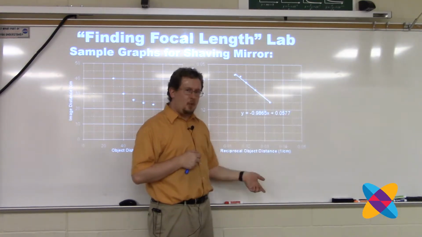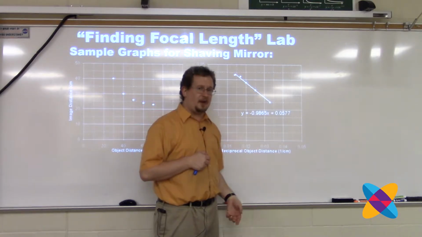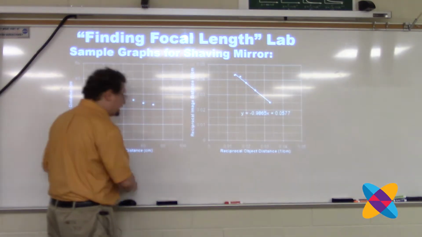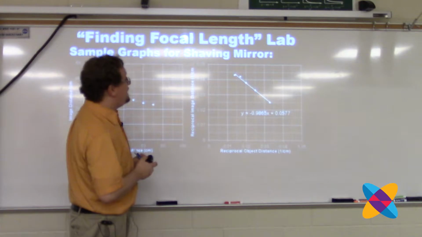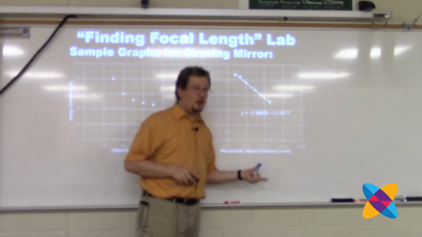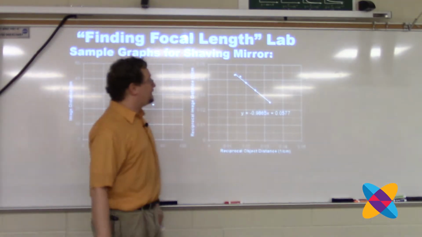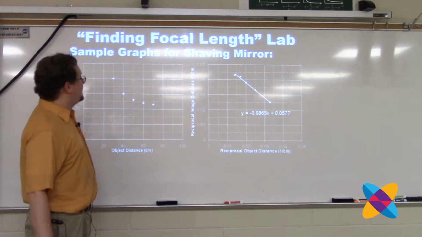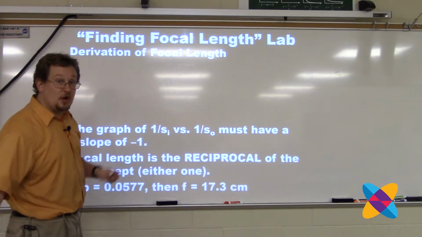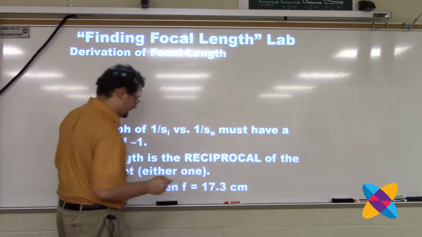It's the intercept that winds up mattering. It's the intercept that I care about. In this lab, it's the intercept that matters, not the slope. The slope will be -1 no matter what lens or mirror I use, but the intercept, that's what's going to help me get the focal length. So I'm going to show this to you right now. I have to write up here, so here we go.